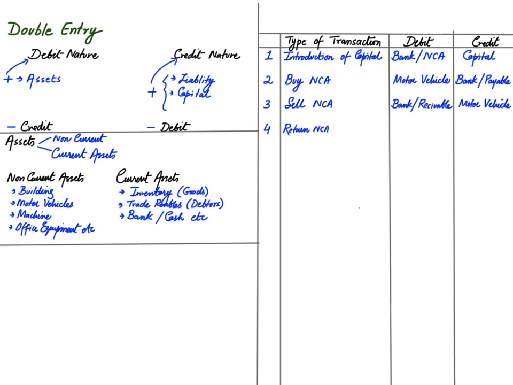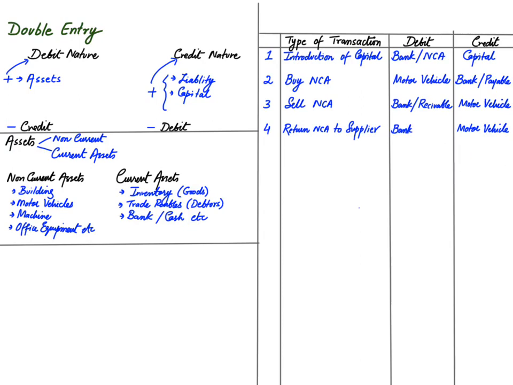Then we have return of a non-current asset. Now what is happening, we have bought an asset, maybe a motor vehicle, and after a while we came to realize that the vehicle is not working as we have expected, and there is some serious fault in the motor vehicle that we have just bought. So what we'll be doing, we'll be returning that vehicle to our friend from whom we have bought the vehicle. Now we are returning the vehicle to a supplier. So the motor vehicle is going out of the business. Whenever an asset is going out of the business, we'll be crediting that asset because the nature of an asset is debit. Now there can be two things.